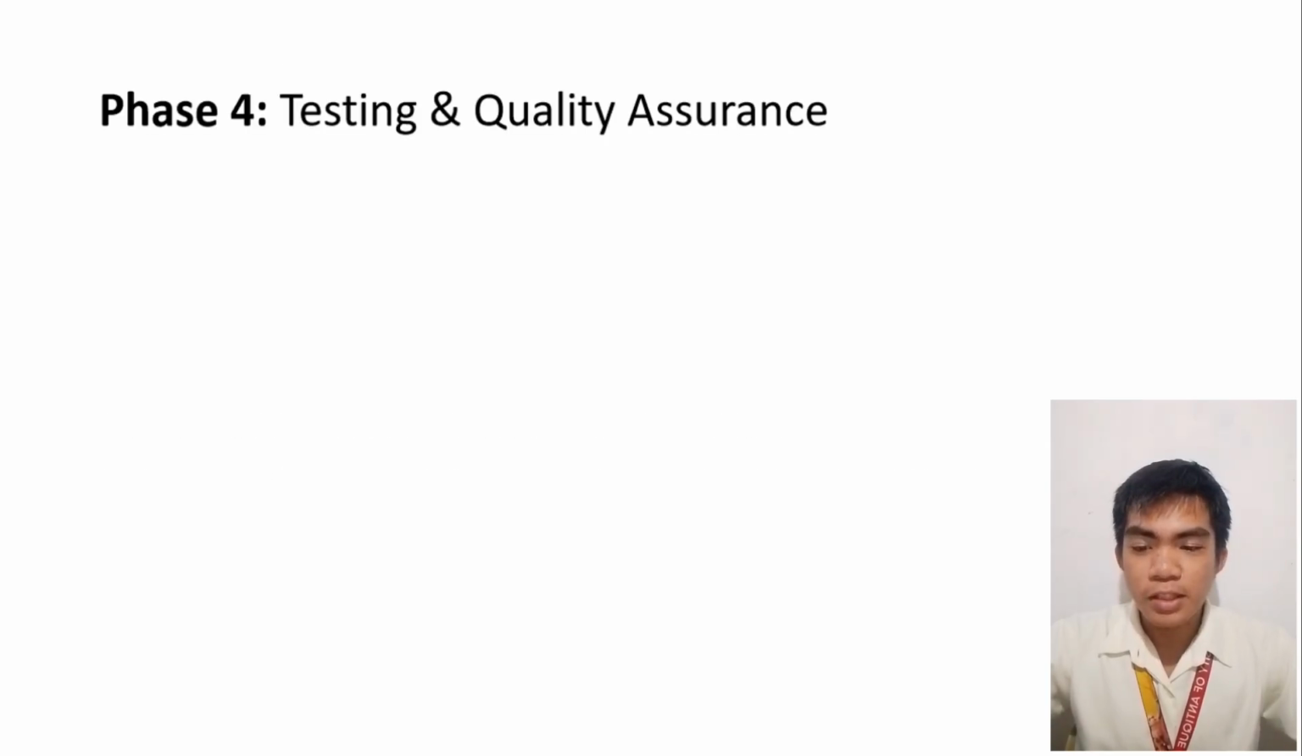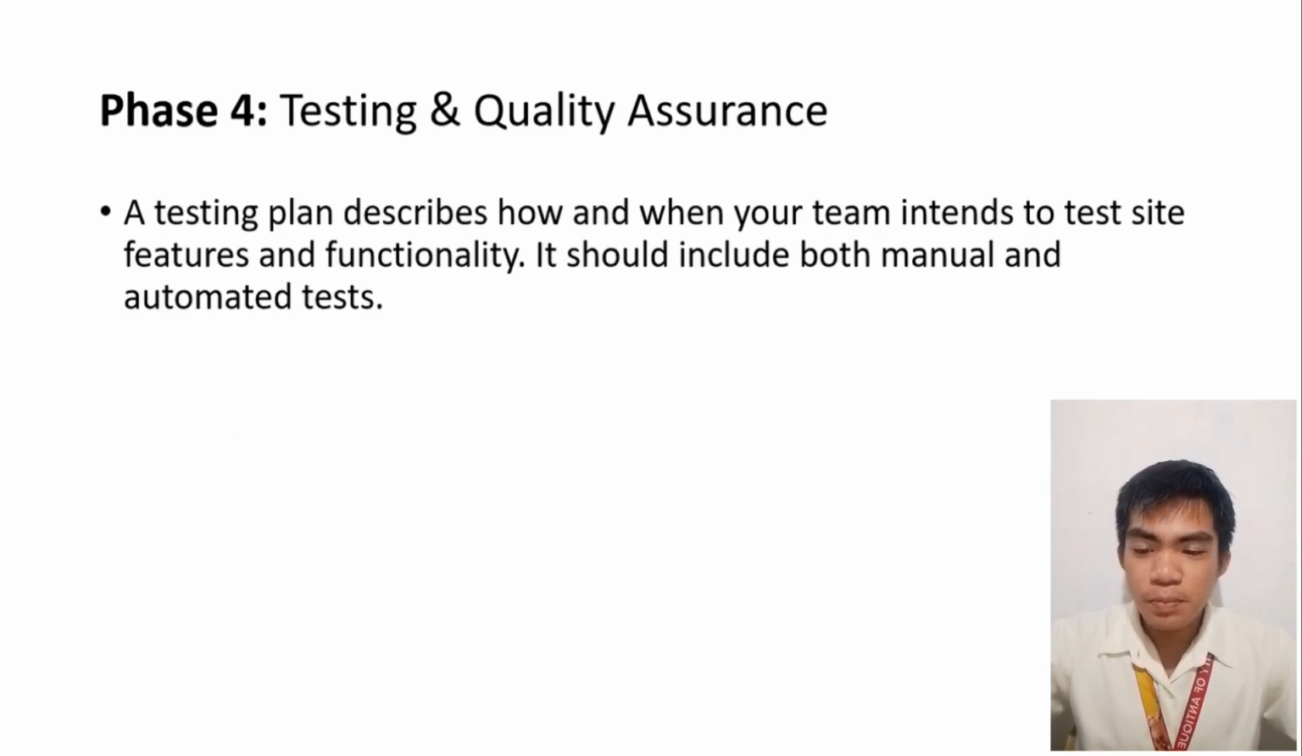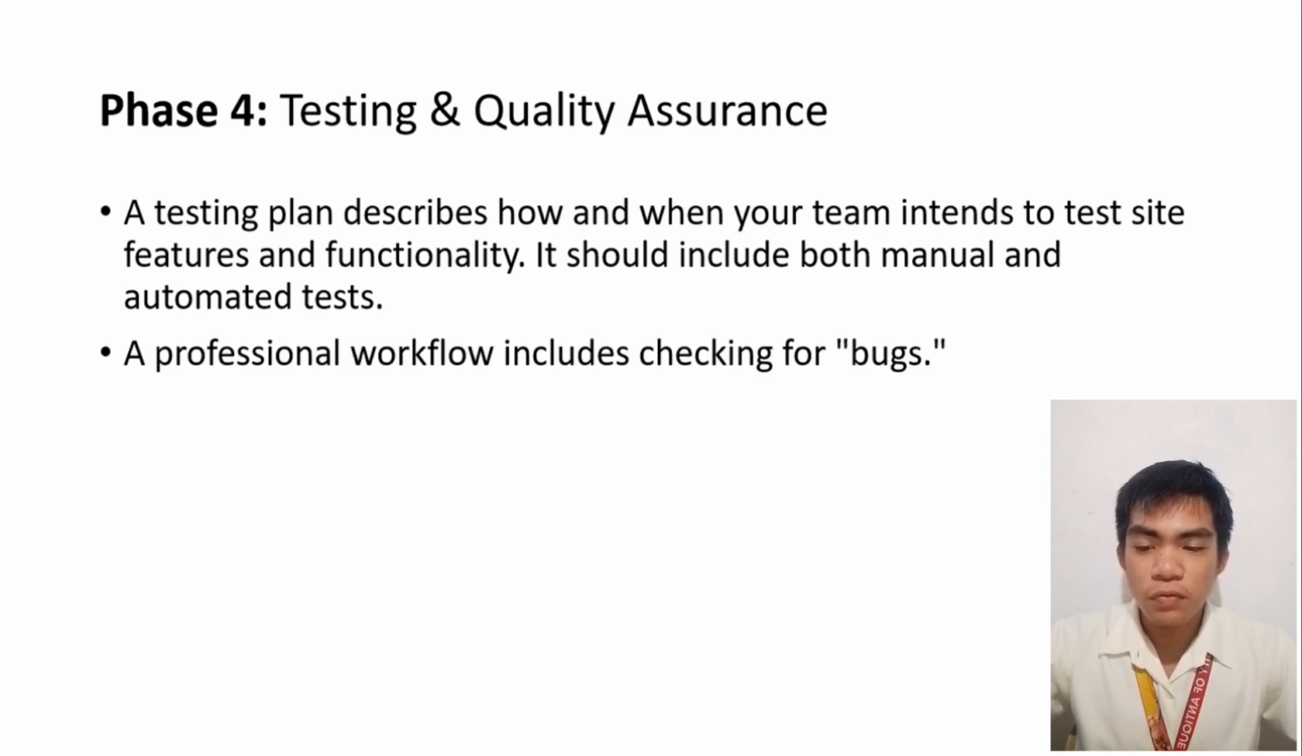Then phase 4, testing and quality assurance. A testing plan describes how and when your team intends to test site features and functionality, and it includes both manual and automated tests. A professional workflow also includes checking for bugs. In the barangay system project, this involves opening the index file in a browser like Microsoft Edge and checking if the images load or if the text is aligned correctly. If it's broken, the workflow loops back to the development phase to fix the code.